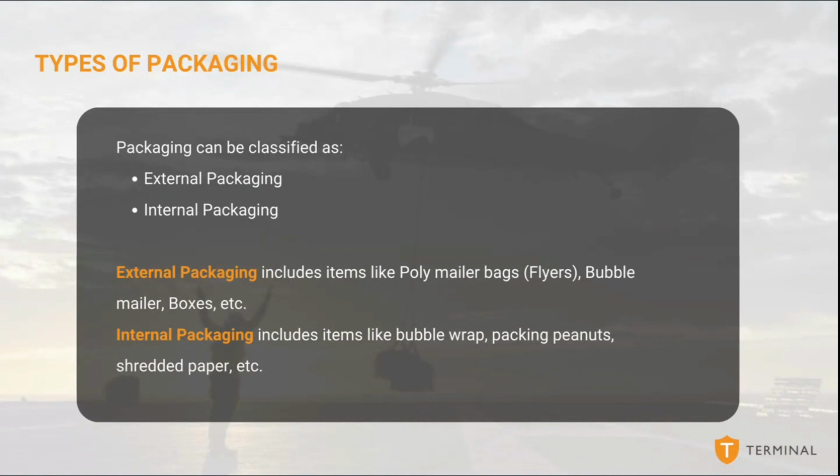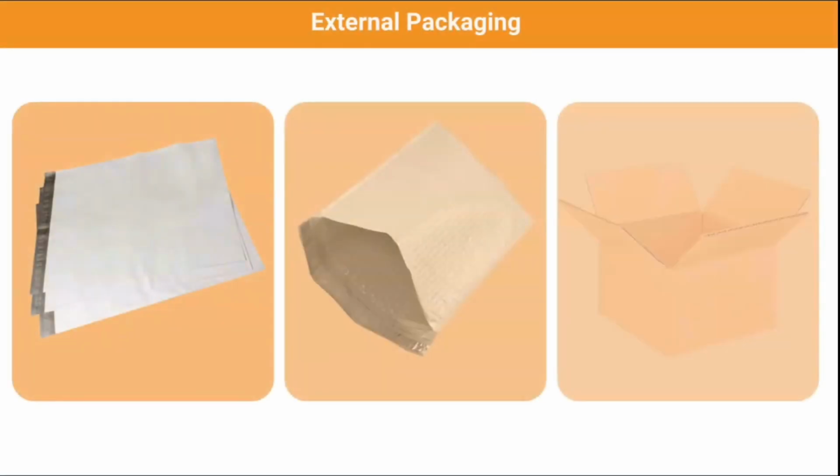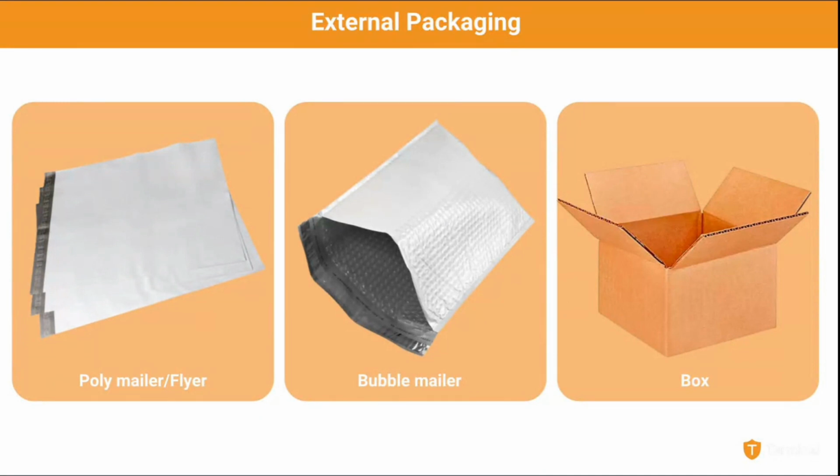So packaging can be classified as external packaging and internal packaging, right? External packagings include poly mailers and flyers, like your DHL flyer, your plain flyers, as you can see here. And then we have bubble mailers, which is also a type of poly mailer, except it has a layer of bubble wrap inside, which gives that additional cushion to protect your package. And of course, we have boxes, which we are very much familiar with.